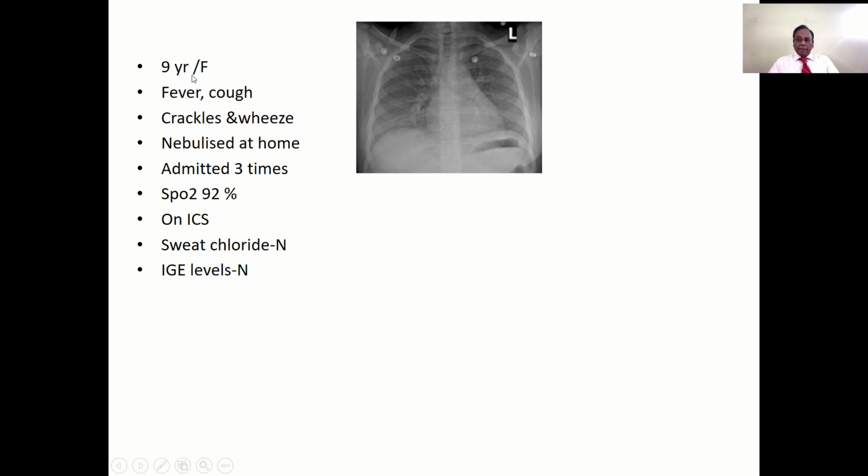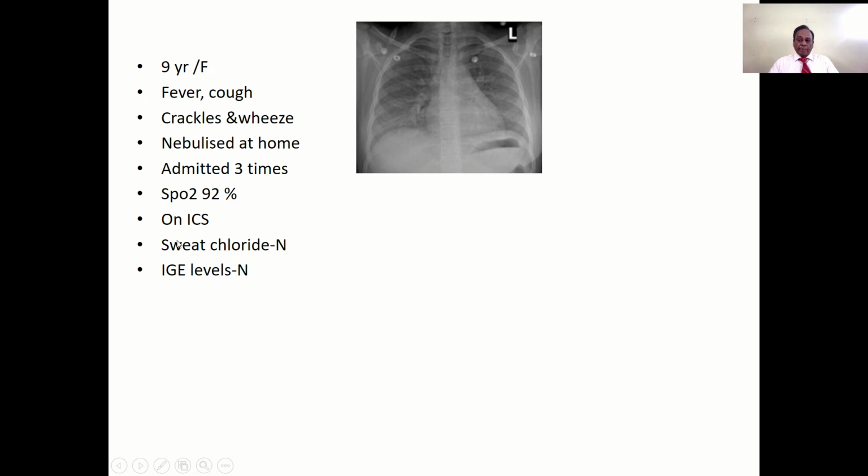This is another child, 9 years old. The child was brought with a complaint of initially fever, after that cough. It is a very loud barking cough, a very big cough, and he never stopped coughing. Auscultation showed some crackles and wheeze. The child has been repeatedly nebulized and admitted in various hospitals, and he has a slightly low SpO2 at times, whereas other investigations are normal.